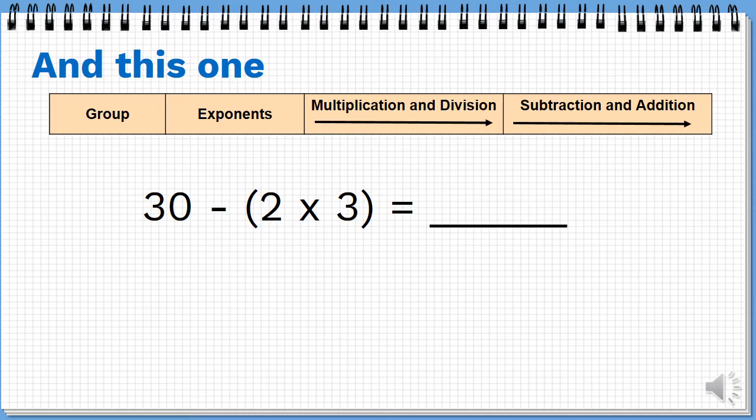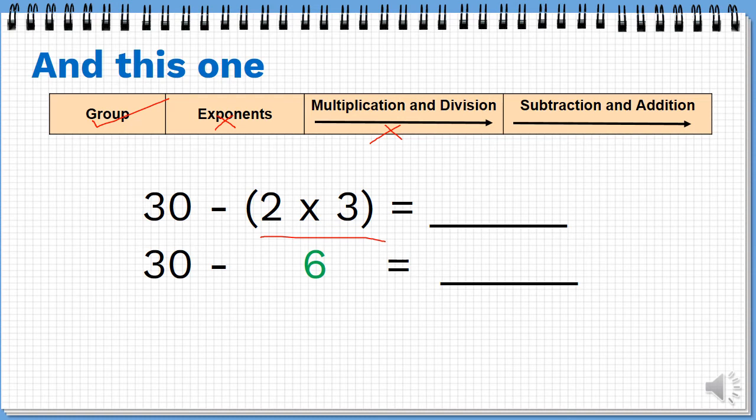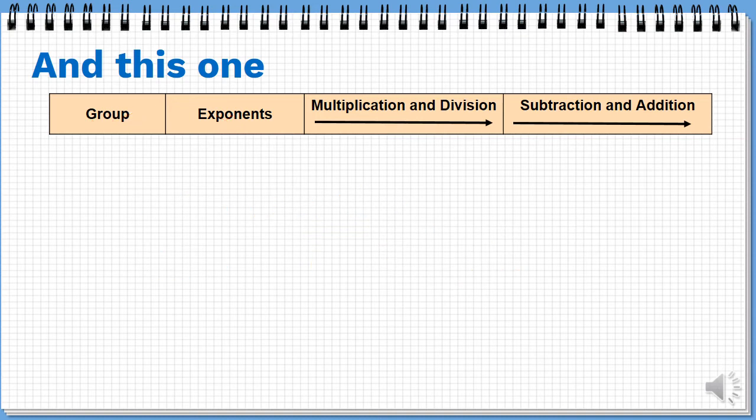Okay, let us go bit by bit. Do we have groups? Yes, we do. We do have a group. Here it is. So then we'll say 2 times 3 is 6. Do we have exponents? No, we don't. Do we have multiplication and division? No, we don't. So then we have subtraction and addition. We just move through them left to right. 30 minus 6 is 24. Okay. Here's another one. Try this one for yourself now.